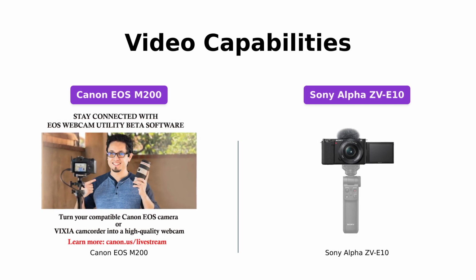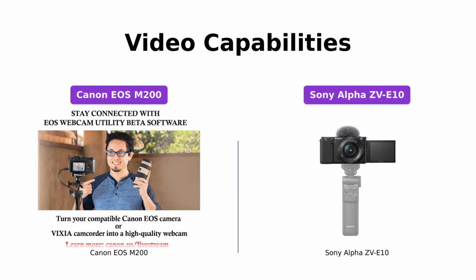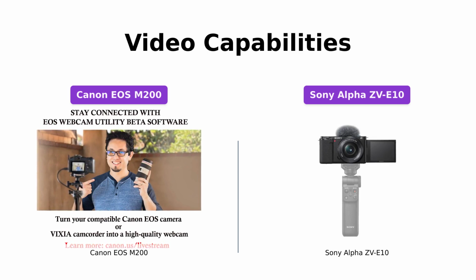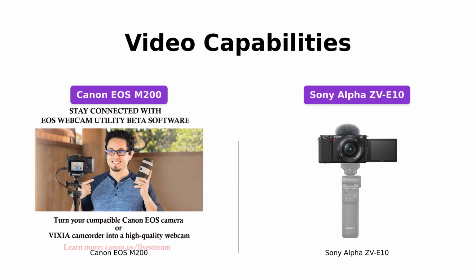On the other hand, the Sony Alpha ZV-E10 offers 4K movie oversampled from 6K with full pixel readout, ensuring exceptional video quality. It also allows for easy live streaming with a single USB cable, making it a great choice for content creators.